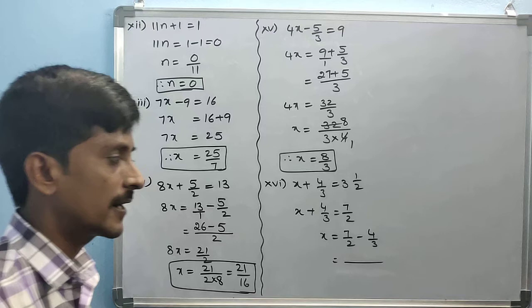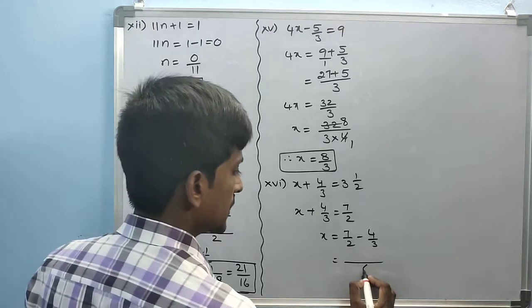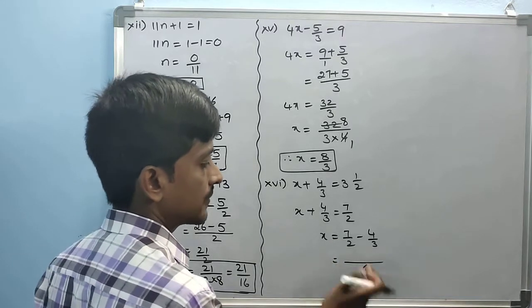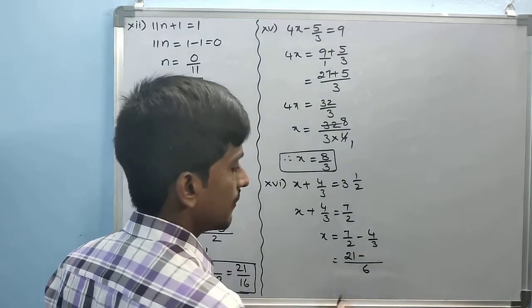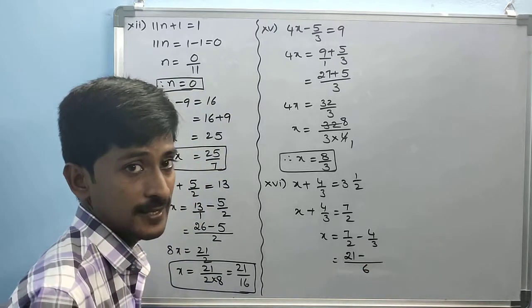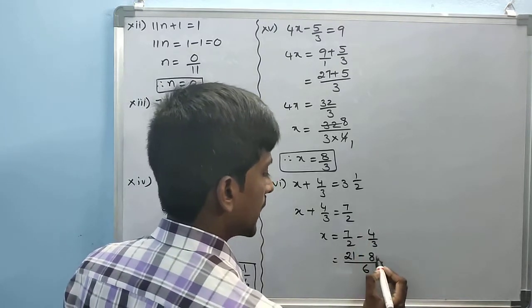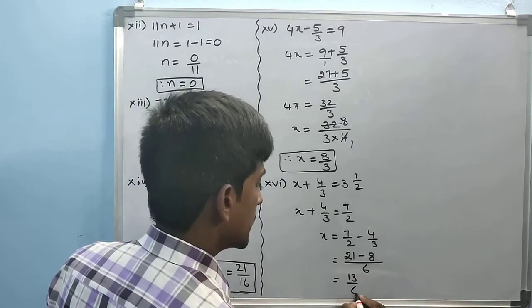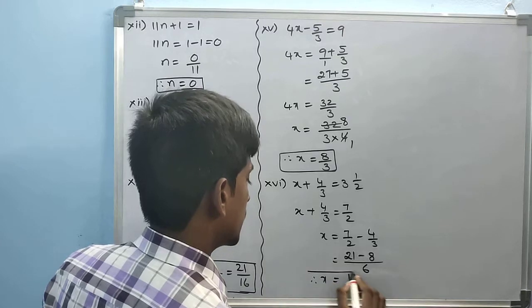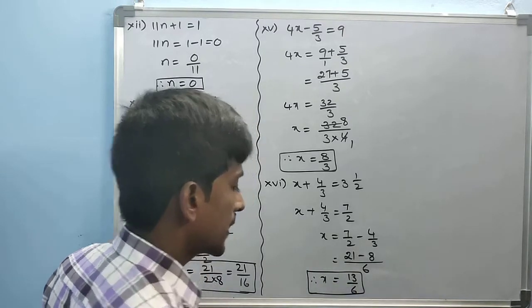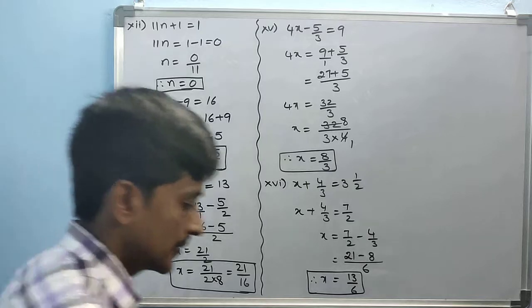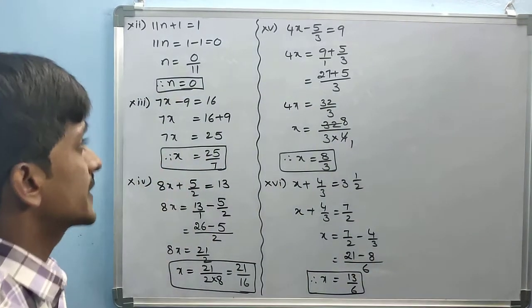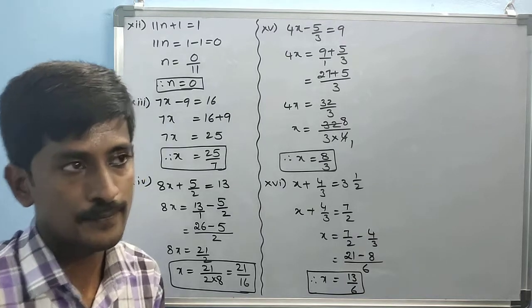What is the LCM of 2 and 3? 6. These two are prime numbers. So 2 into 3, 6. 2 how many times 6? 3 times. 3 7s are 21 minus 3 how many times to 6? 2 times. 2 4s are 8. 21 minus 8, 13 by 6. Therefore x equals 13 by 6. This is the exercise 1. Okay.